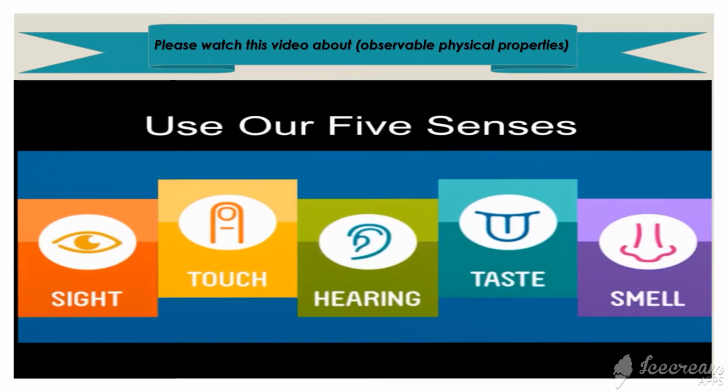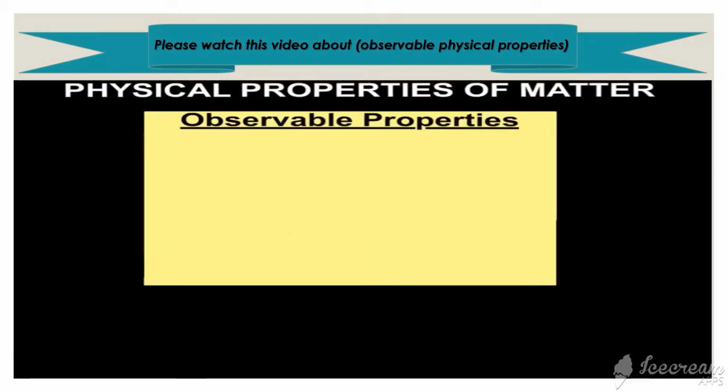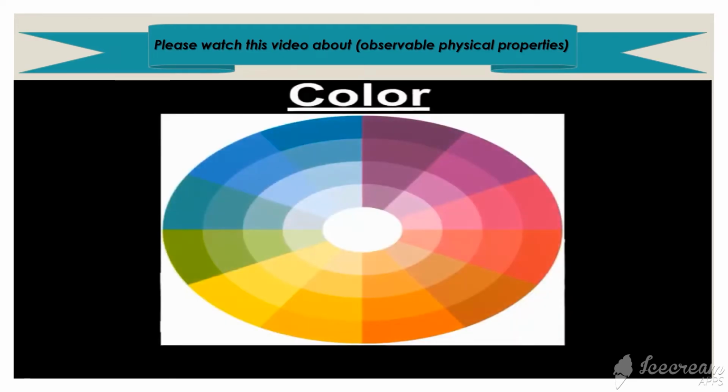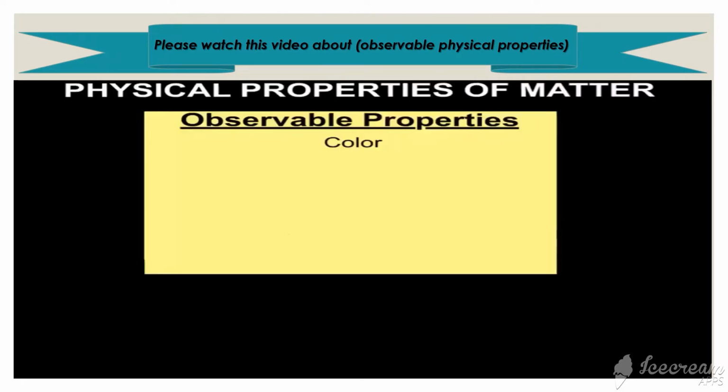To identify our observable physical properties of matter, we have to use our 5 senses. We're not going to use really any other special tools, just what we've got. So we're going to use our sight, especially our touch, sometimes hearing, definitely tasting, but only when it's safe and we're told we can, and our sense of smell. In your workbook, you're going to be filling out this chart of the physical properties of matter, and today we're only focusing on observable properties.